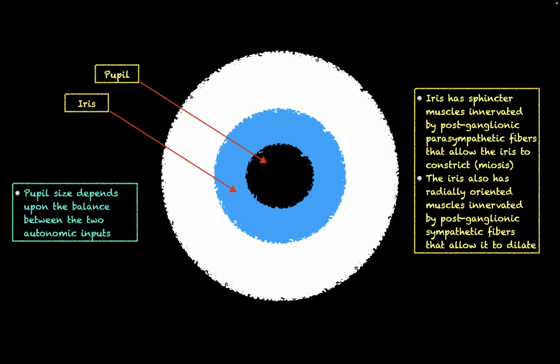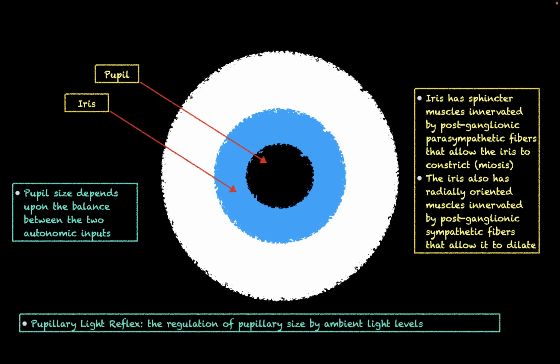Now, the specific reflex that we're going to be looking at today, once again, is the pupillary light reflex. And this is the regulation of pupillary size by ambient light levels. Before we talk about the pupillary light reflex, we have to talk about a very important concept first. In order to understand this concept, let us draw our eyeball.